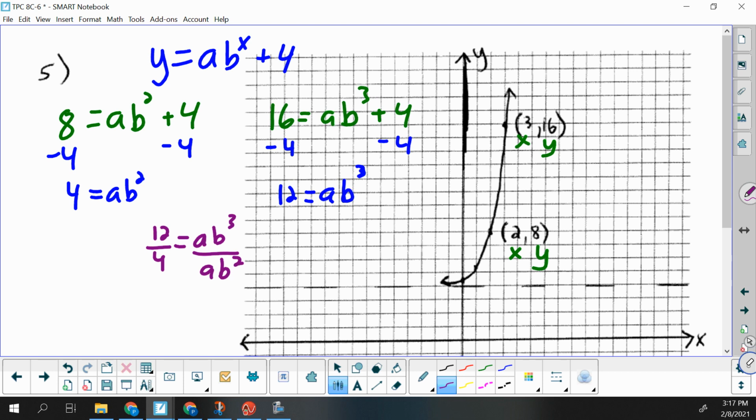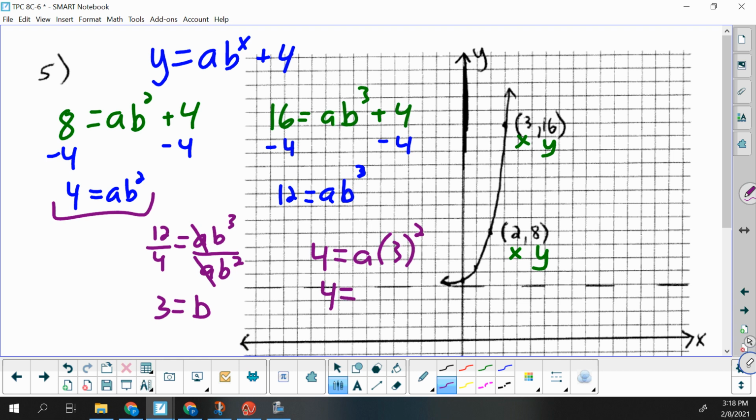12 divided by 4 will give us 3. The a's divide out. 3 minus 2 gives us 1, so we just have b to the first, so we have b is 3. I'm going to sub it into the squared one because that's a smaller exponent. 4 equals a times 3 to the second.